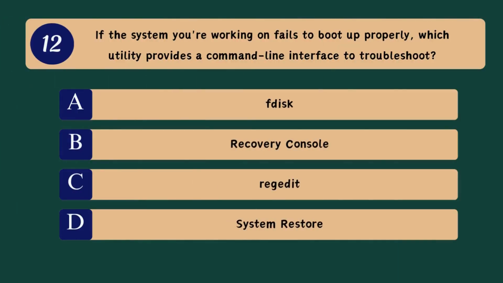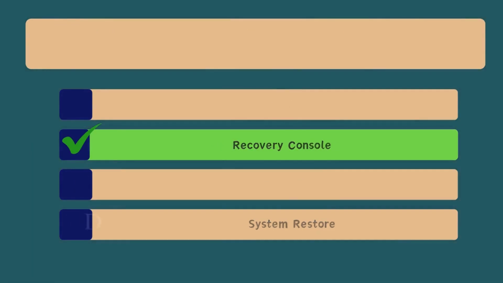Question 12. If the system you're working on fails to boot up properly, which utility provides a command line interface to troubleshoot? A. fdisk. B. recovery console. C. regedit. D. system restore. Correct answer: B. recovery console.